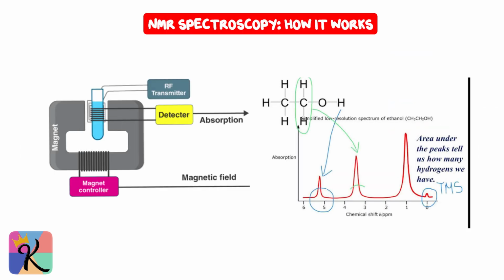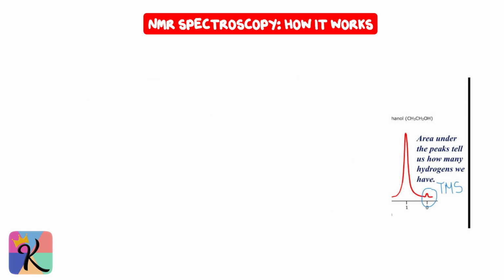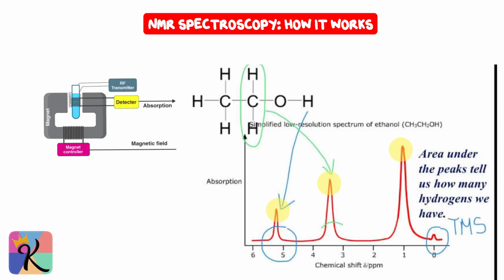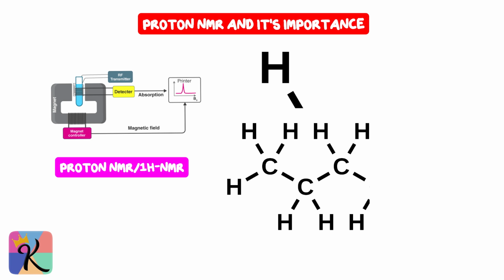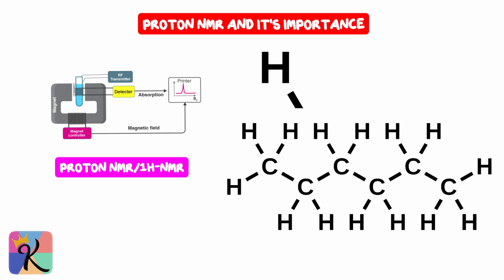The resulting spectrum is a graph that tells us a lot about the chemical environment around specific atoms in a molecule. The position of each signal, known as the chemical shift, provides clues about the types of atoms present, while the splitting patterns and intensity of the signals give us insights into the structure of the molecule. Now, let's narrow our focus to proton NMR, or 1H NMR, which is one of the most widely used forms of NMR spectroscopy. In this technique, we're analyzing hydrogen nuclei, or protons, because hydrogen is present in most organic molecules and its signal is easy to detect.